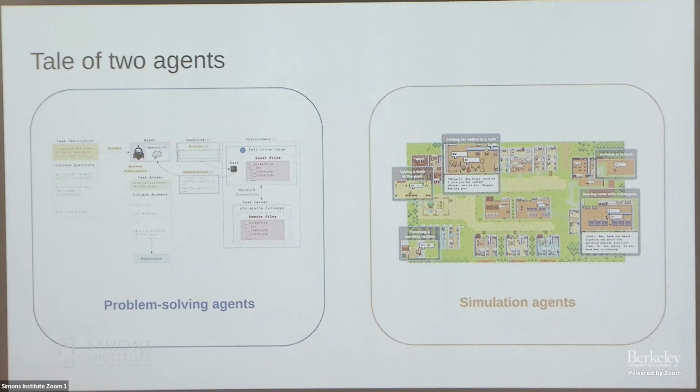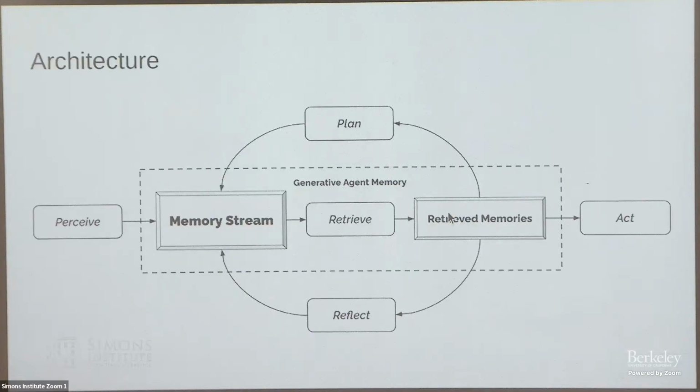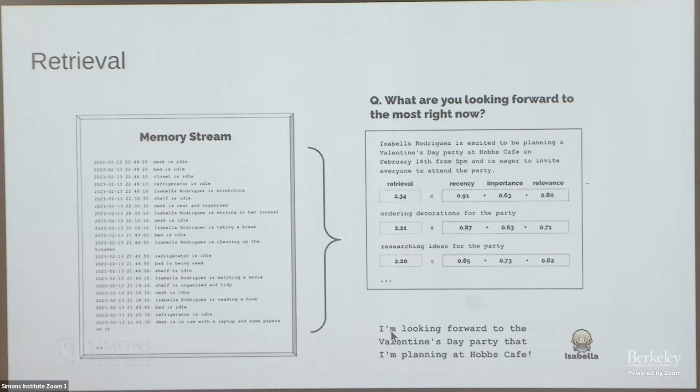So let me now move to simulation agents. This is led by my student June, and the idea here is, can we simulate people in at least some form? We have a little city of 25 agents. Each agent is powered by this architecture, which actually comes from this paper. I'm going to focus on these two parts, retrieval and reflection.